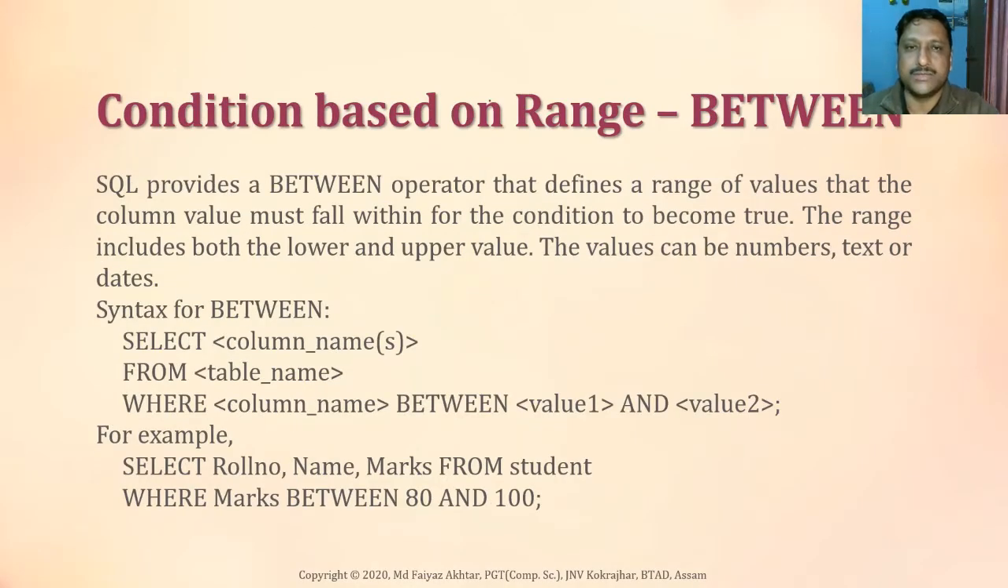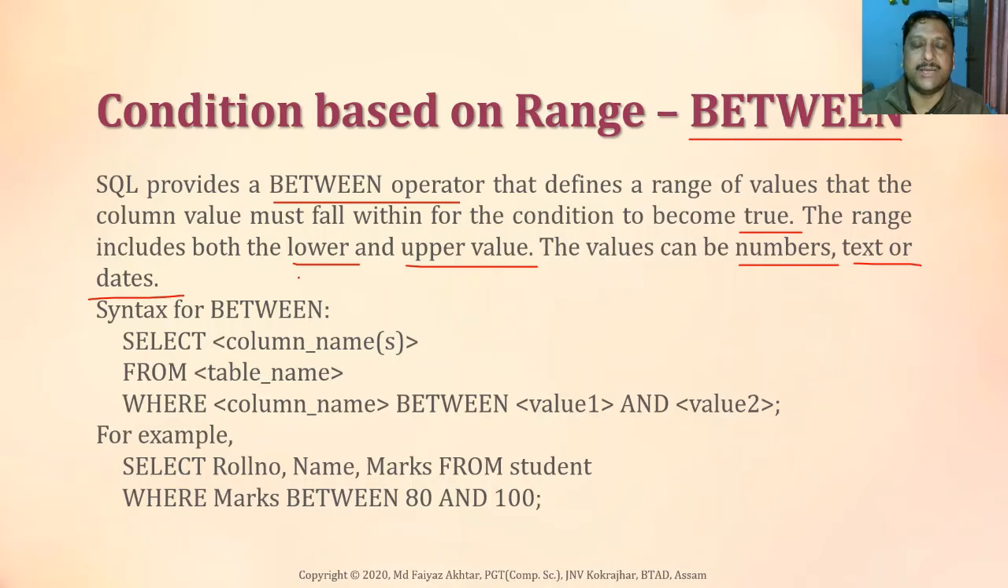next, condition based on range, the between operator. SQL provides a between operator that defines a range of values that the column values must fall within for the condition to become true. Okay. The range includes both the lower and upper value. The values can be numbers, text, or dates. So between operator can be used to display rows between a range of values, and the range of values may be of numbers, text, or dates even.